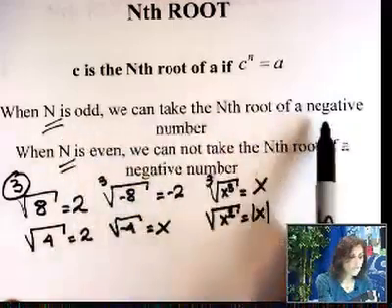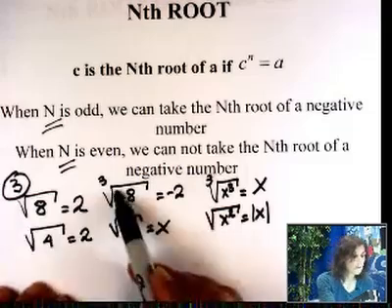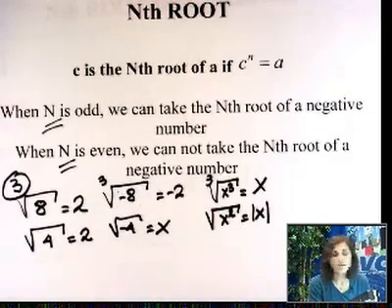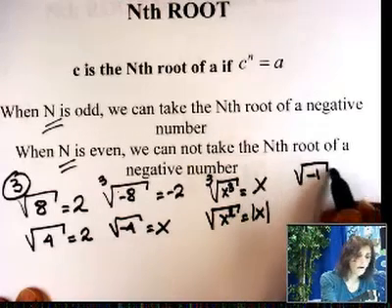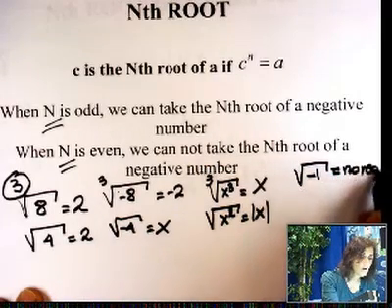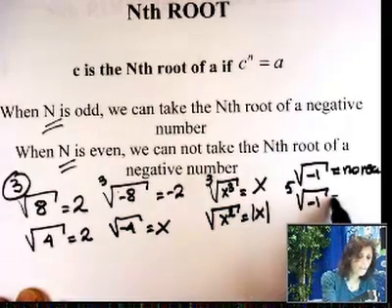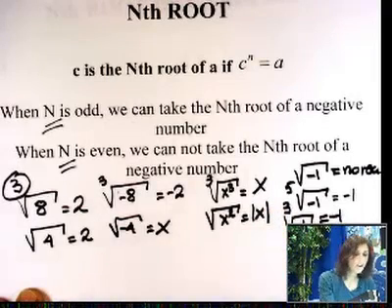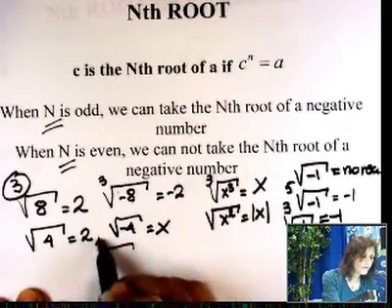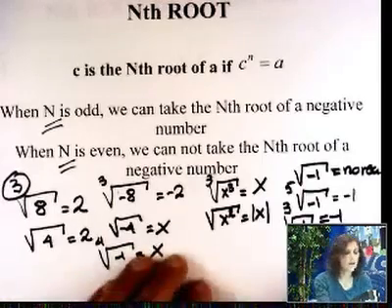When we take the nth root, you can take the nth root of a negative number when n is odd, and you cannot when it's even. So let's look at it. Can I do the third root of negative 1? Absolutely, negative 1. Can I do the fourth root of negative 1, even? No, I can't do that. All right, I think you got that. So let's look at some specific examples.